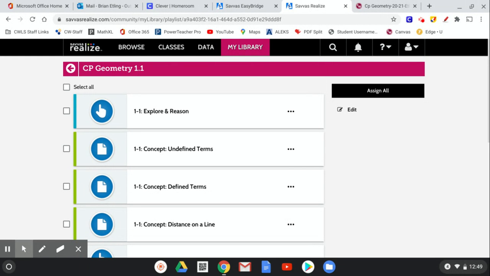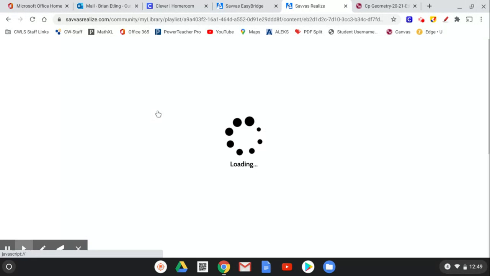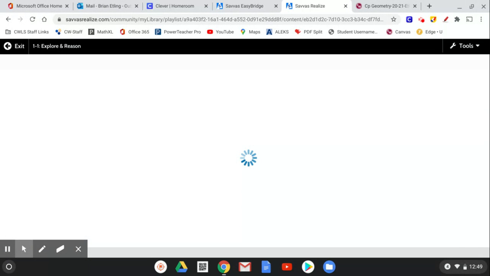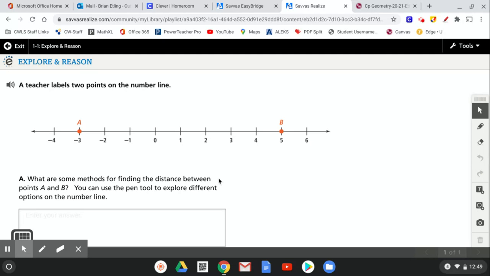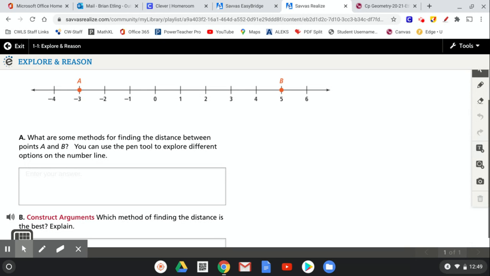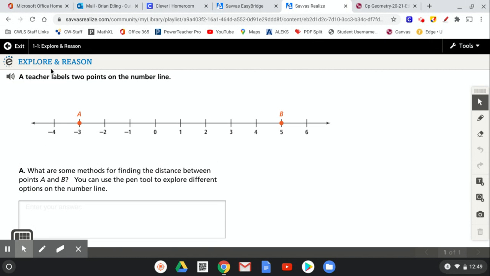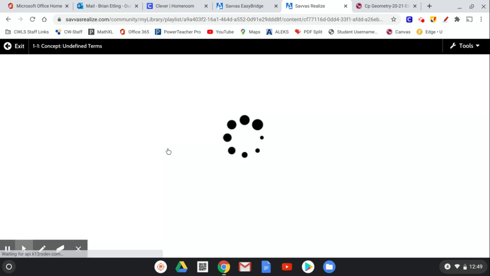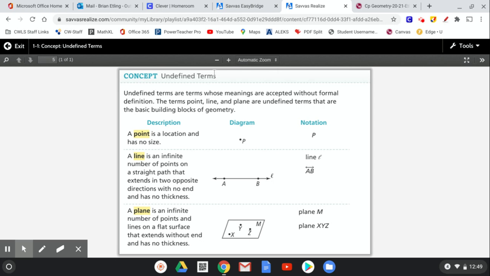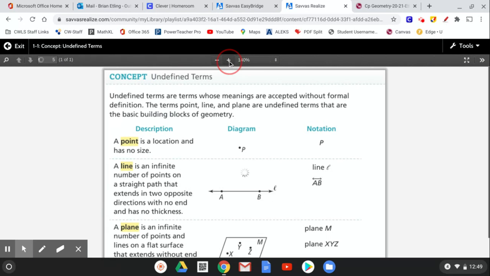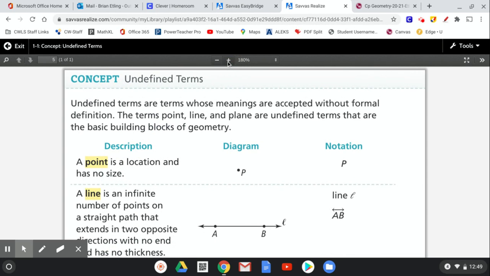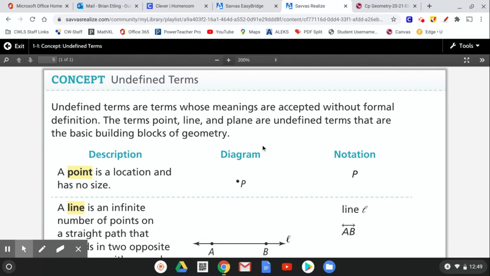So to start off, 1.1 Explore and Reason. This is something you're going to click on when we get started. You can do this in class or at home, doesn't matter, but you need to answer these two questions to the best of your ability. I just want to see where you're at. Then this second part takes you through some basic terms. A lot of this stuff, guys, you already know.